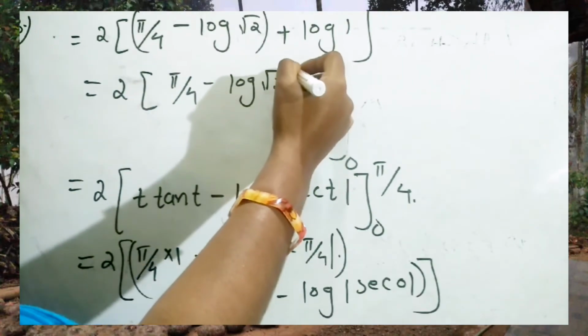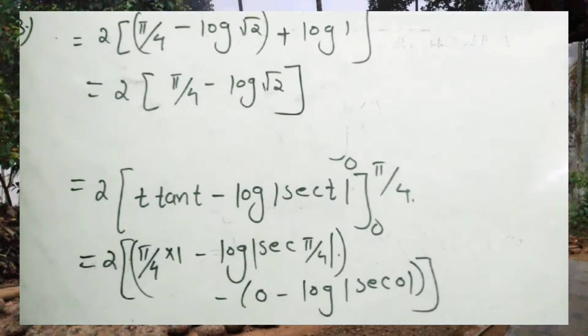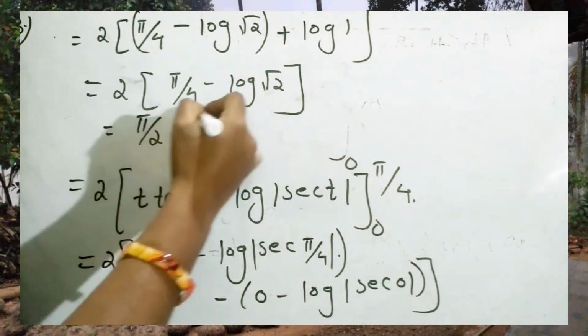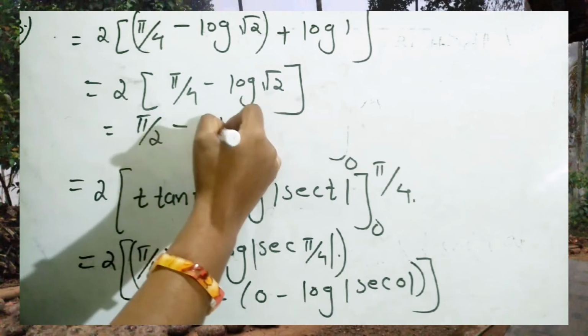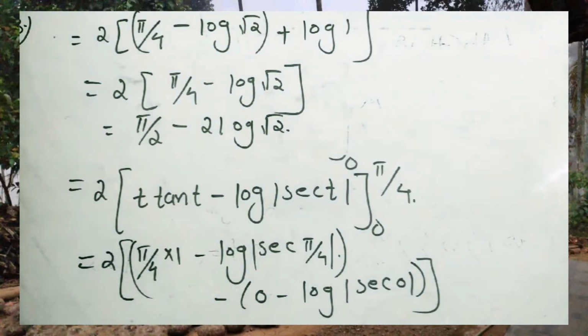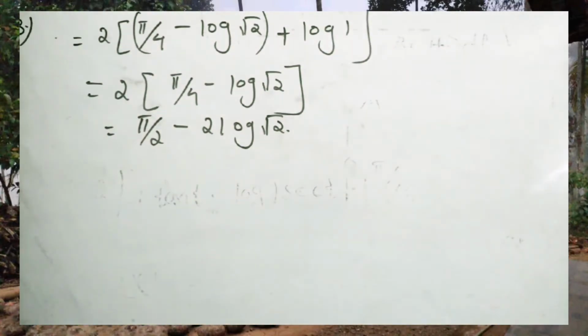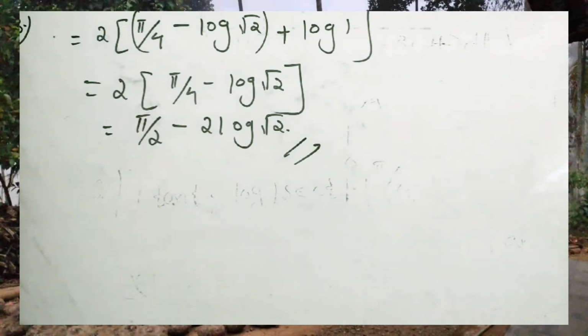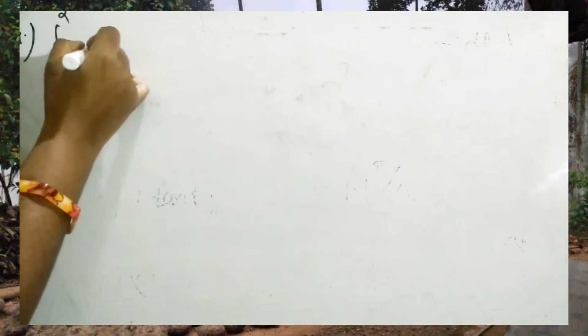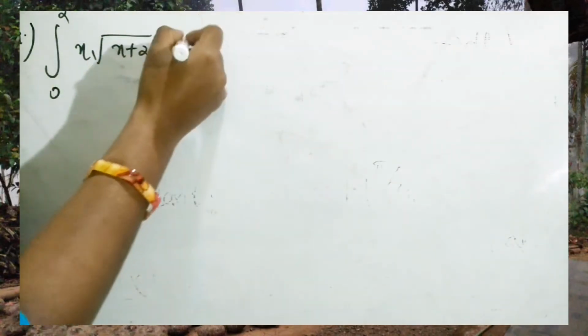Log 1 is 0. So the answer we will get is pi by 2 minus 2 log root 2. Okay, that is our answer. Now we are going to do the fourth question. Fourth one, integral 0 to 2 x into root x plus 2 dx.